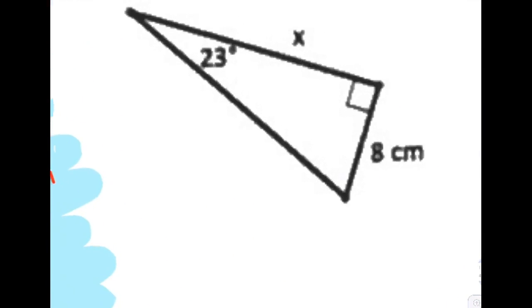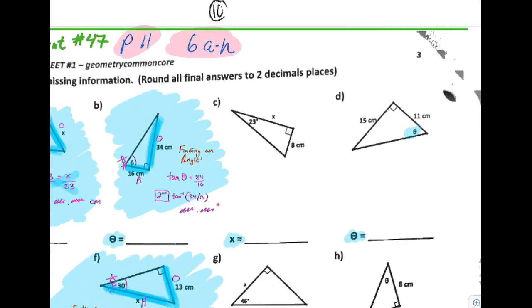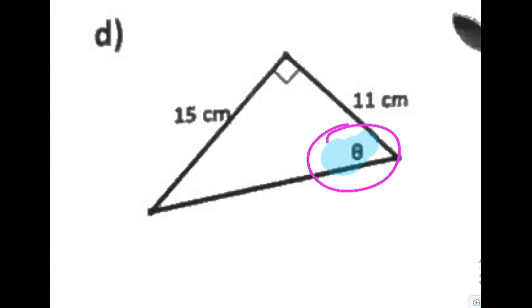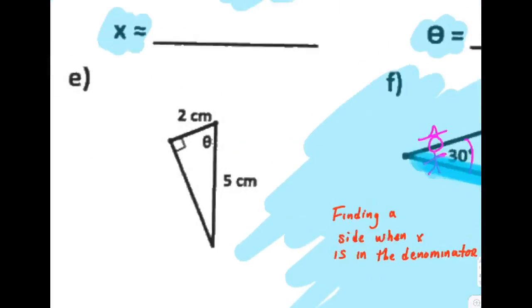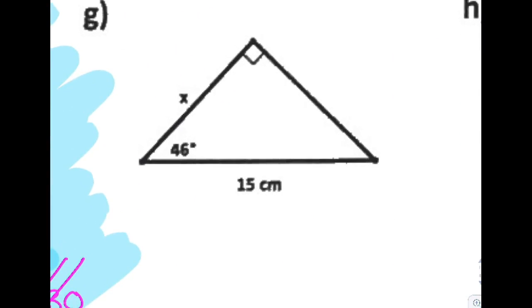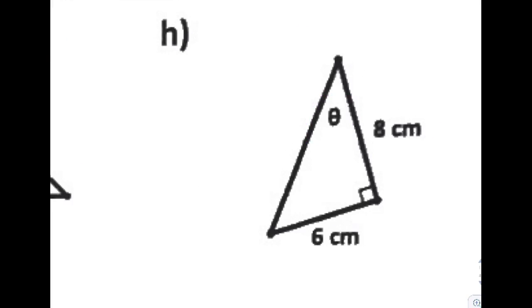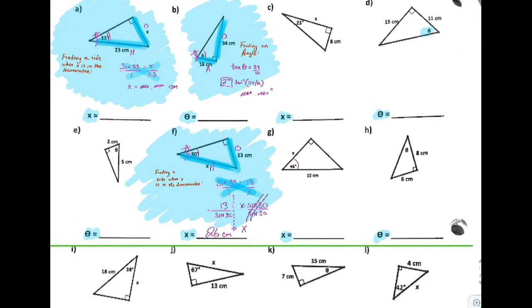But if you look at question C, I can tell you right now by looking at this that you're going to have a denominator with x. In question D, you're looking for an angle. In question E, you're looking for an angle. In question G, you're going to have adjacent over hypotenuse, so x in the numerator. And in question H, you're looking for the angle again. So use those models to do the other 5 problems.